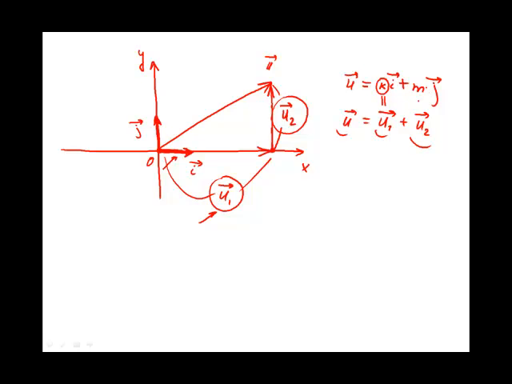Likewise, I can always represent u2 as some number m, which I need to select somehow, times j, because vector u2 has the same direction as vector j, but has different length. That's why we need to multiply j by some number m in order to get u2. Okay. So this is how any vector u is represented as a combination of the two base vectors, the basis vectors, i and j.